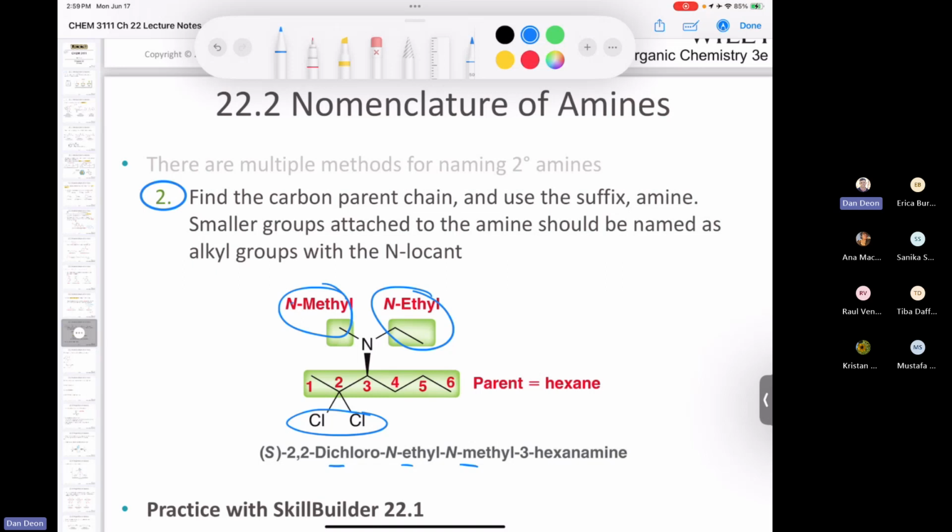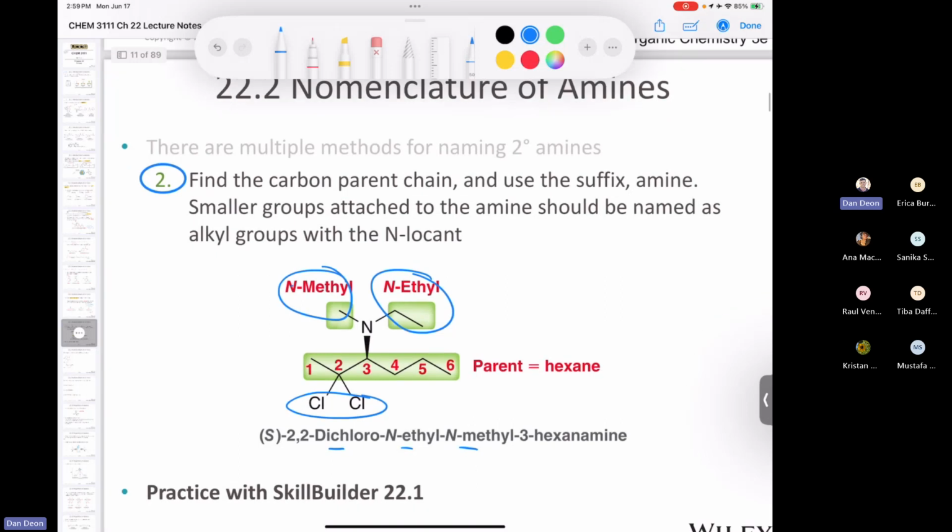All right, give me a thumbs up if you're with me on the idea. At least the idea. You're going to have to try it for yourself. Nomenclature is one of those things that really has to be tried to be mastered. It cannot be mastered by simply watching it. So with that in mind, let's see if we can name a couple of amines.